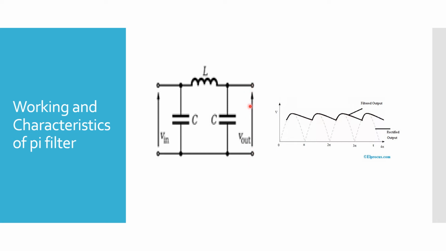After this load resistance, when the output voltage is measured, we'll get simply the DC component. Okay, so this is all about the working of the pi filter, and let us see how these characteristics are obtained when this filter works.